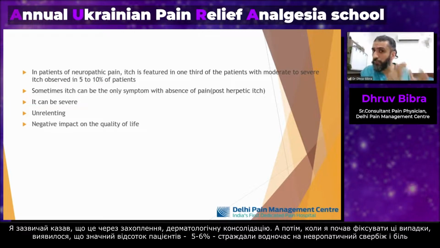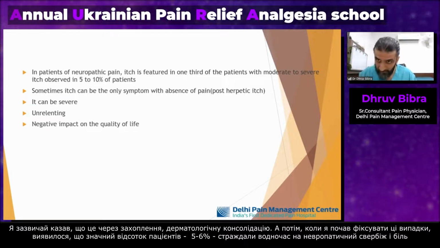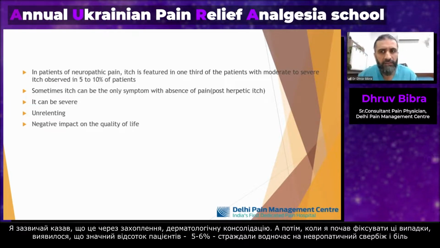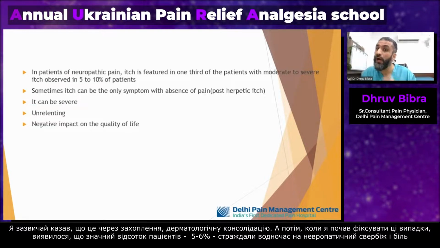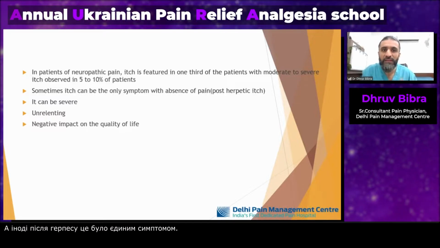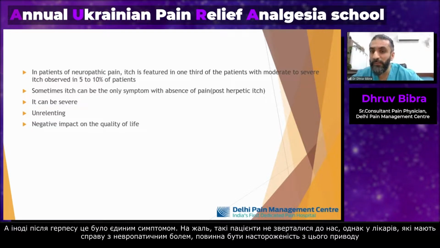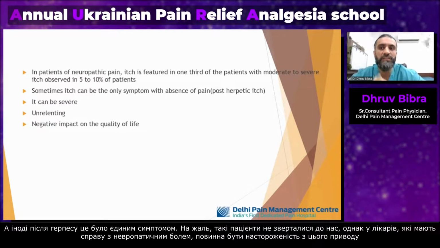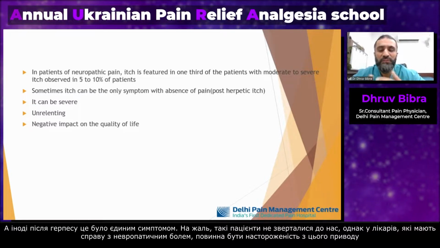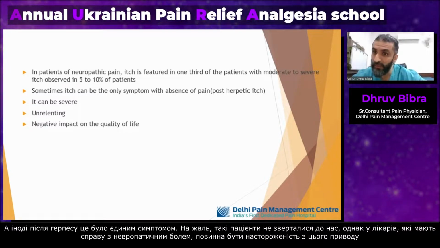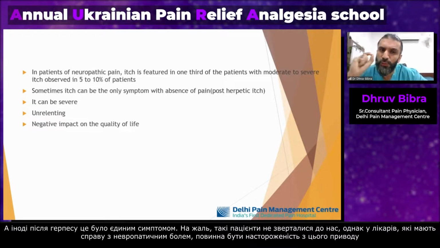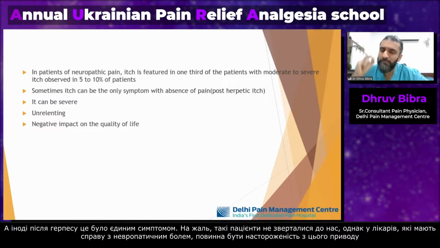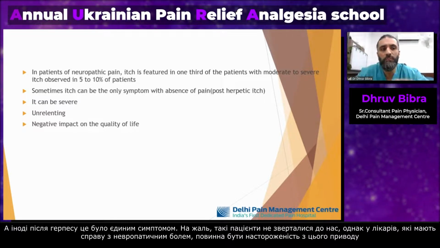And once I started documenting it, I found out that yes, in a significant percent, around 5-6% of the patients do suffer from this neuropathic itch along with that pain. Okay. And sometimes in herpetic neuralgia, this is the only thing for which the patient is troubled. Unfortunately, these kind of patients do not come to us, but as people managing neuropathic pain, we should be able to at least be aware of this, and then we will be able to manage it.